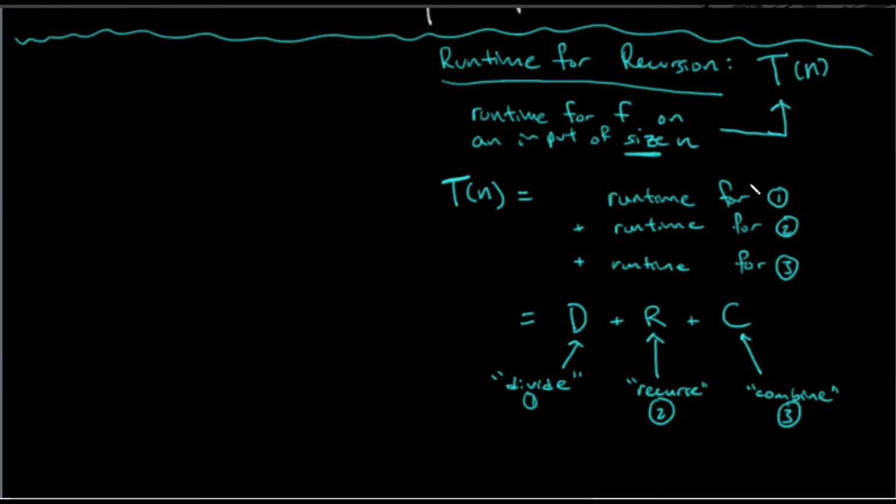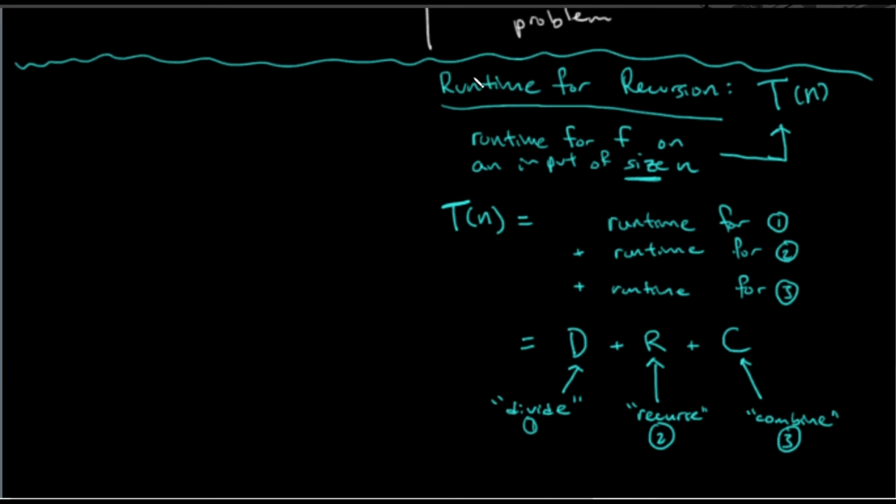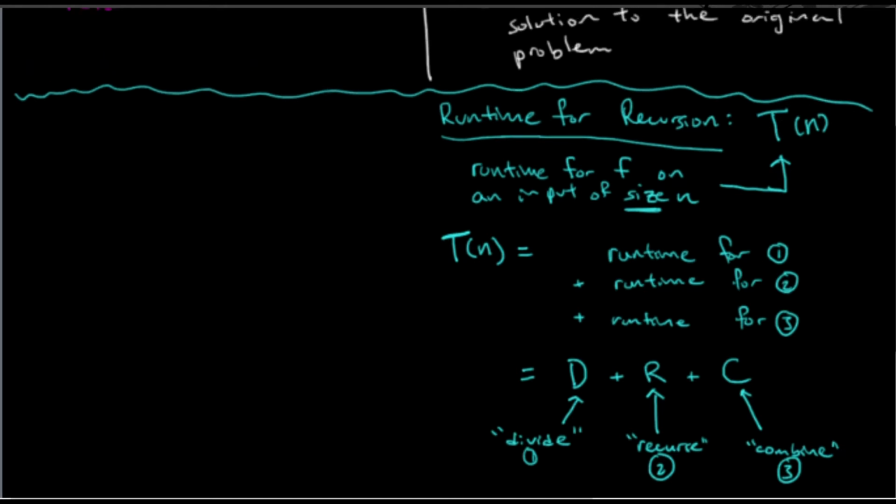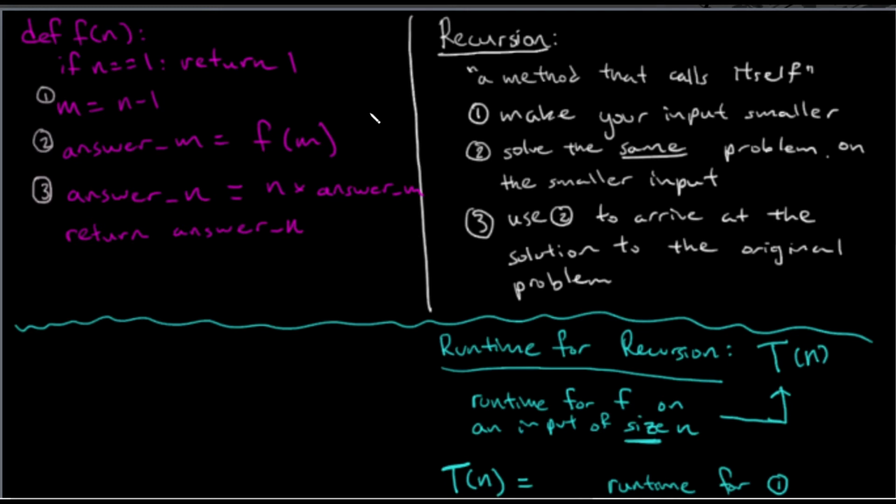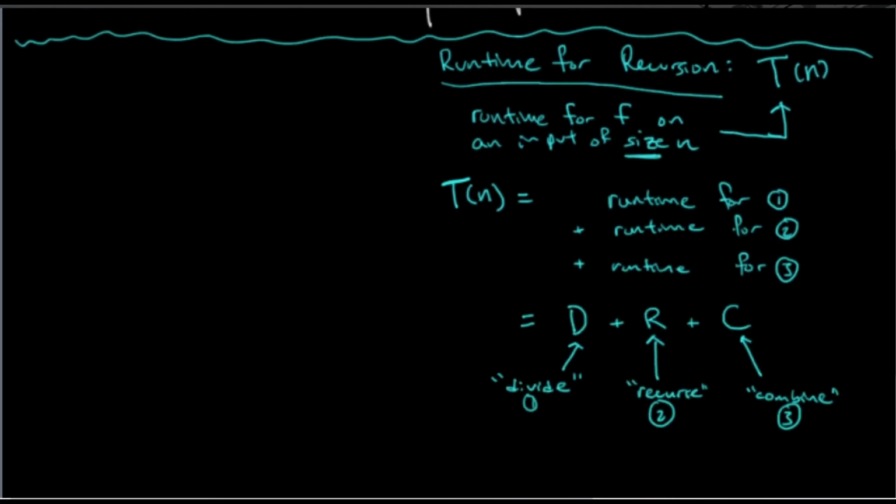In the last video, we came up with a general formula for looking at the runtime of some recursive function. And we came up with this T of n, which stands for the runtime of our recursive function. T of n is the runtime for f on an input of size n. And we came up with this formula, which was equivalent to this formula, d plus r plus c. So what I want to do in this video is apply that directly to our f of n over here. And so what would this general form look like for factorial?